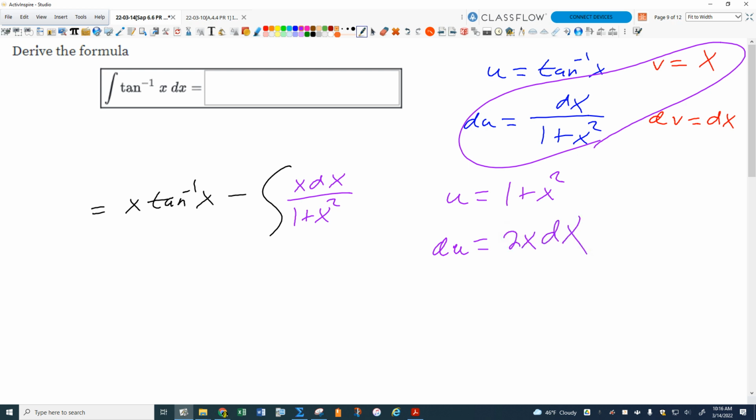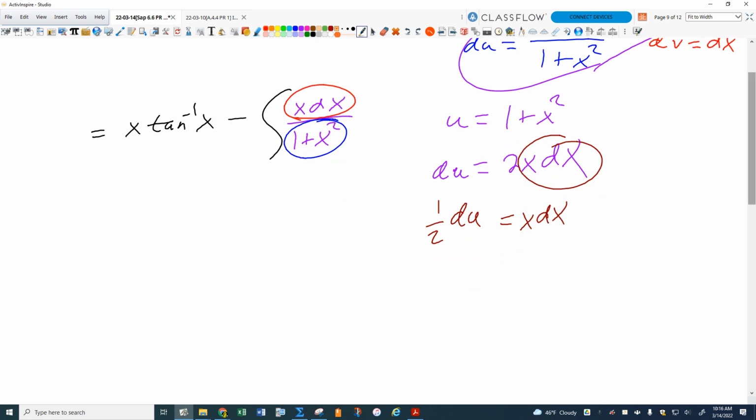And what do we have? Well, we don't have a 2x dx, but we have an x dx. So x dx would just be 1/2 du, right? And look what we get then. There's our u, and here's our 1/2 du.